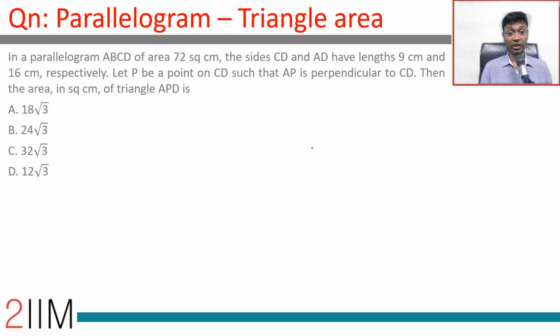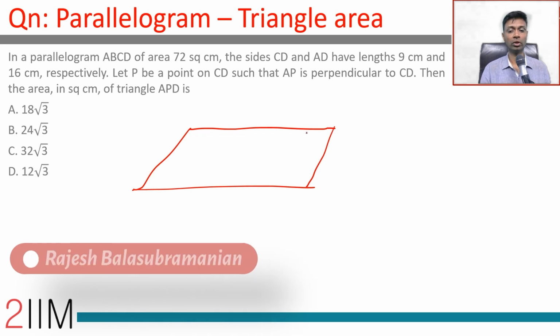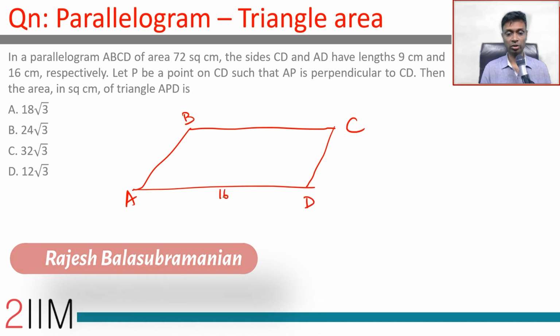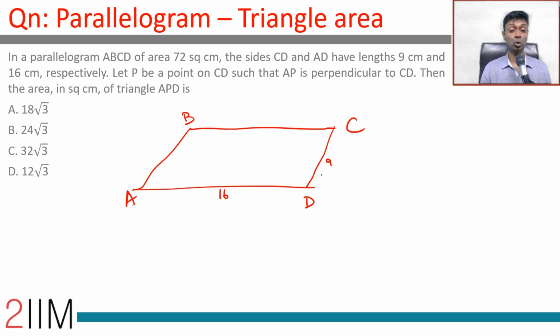In a parallelogram ABCD of area 72 square centimeters, CD and AD have lengths 9 centimeter and 16 centimeters respectively. So AD is longer. I'm going to keep that in mind. So diagram like this. So let's say we have A, B, C, D. This is 16. This is 9. Area is 72 square centimeters, which basically means that this height is 72 by 16 and the other height is 72 by 9, 8. Let P be a point on CD such that AP is perpendicular to CD. We'll draw a perpendicular from A to CD. It's not going to be on CD, it's going to be outside, which is all right. We'll say this point is P.